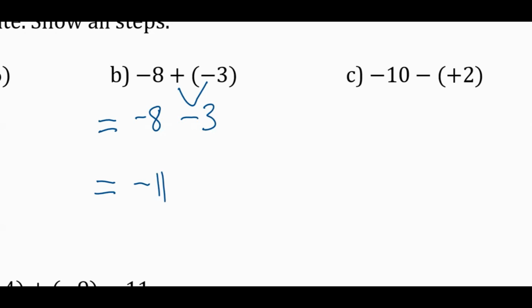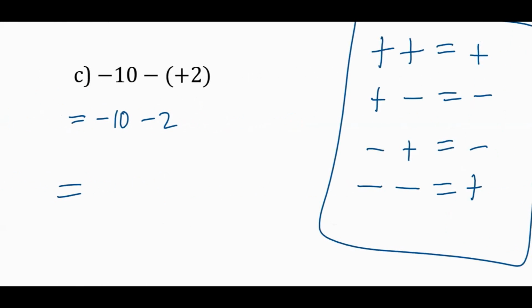What about the next one? First step. Who wants to do that one for me? Yes, is it Haley? Go ahead. So negative 10 minus 2. So the 10 only has one sign, so it stays negative. And it looks to me like minus positive 2, a minus and a positive becomes a minus. So negative 10 minus 2, and that works out to negative 12.